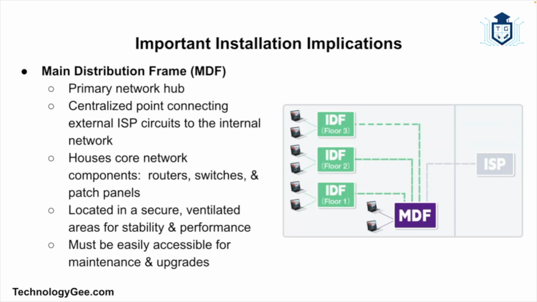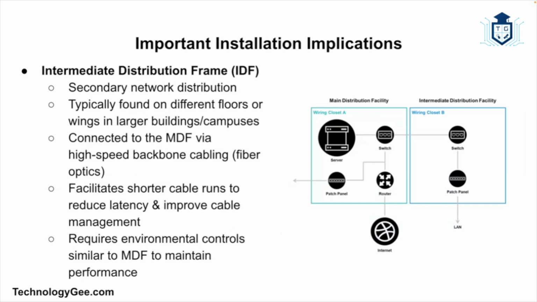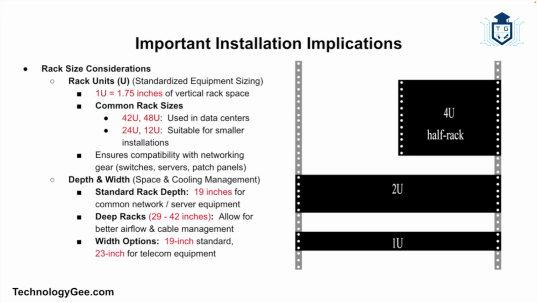And the MDF is also located in a secure area with proper ventilation. It houses core network components like routers, switches, and patch panels, and it must be easily accessible to IT professionals for maintenance and upgrades. Then we have the IDF, and the IDF serves as a secondary distribution point within larger buildings or campuses, typically located on different floors or wings. And the IDF is connected to the MDF via backbone cabling, which is often fiber optics for high-speed data transmission. It also facilitates shorter cable runs to workstations, reducing latency and clutter, and it requires environmental controls that are similar to the MDF.